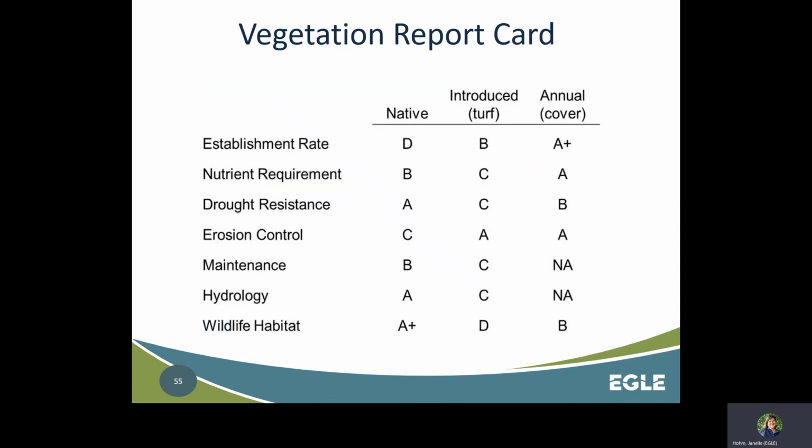This report card highlights the pros and cons of native plants, turf grass, and annual cover crops. Native plants are great for habitat and long-term erosion control, but can take a few years to become fully established. From the report card, you can see that annual cover crops will establish quickly and provide excellent erosion control. Temporary seeding typically contains annual cover crops. If native plants are being used for permanent seeding, an annual cover crop is often added to the seed mix.